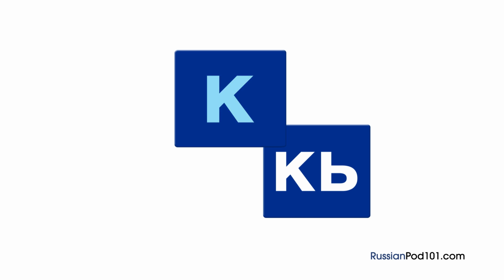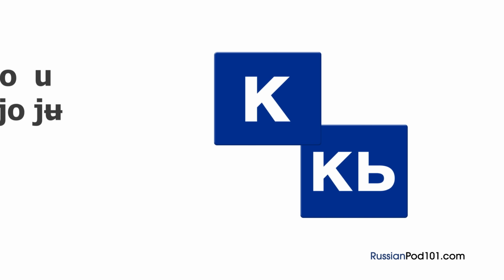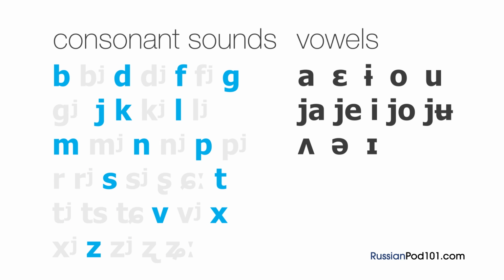So if you know how to pronounce the original sound, it's quite easy to figure out its counterpart simply by adding an additional y sound. Still seem complicated? Well, how about this? Of the 37 consonant sounds in Russian, you already know 15 of the original sounds.